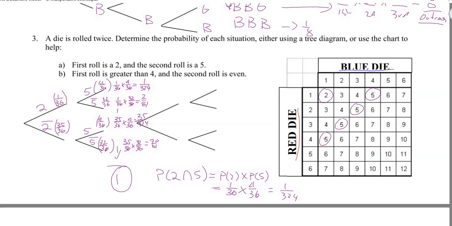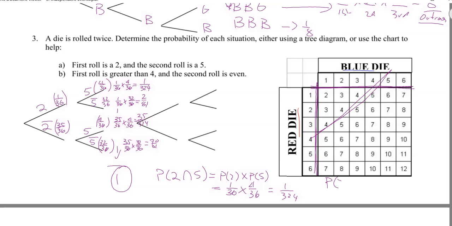First roll is greater than 4, and the second roll is even. Okay, greater than 4, which is basically everything below that line. Okay, I'm not counting all of these. Hang on, let's do this. Greater than 4. Let's just count 1, 2, 3, 4, 5, 6. There are 6 rolls that are 4 or less. So then there are 36.